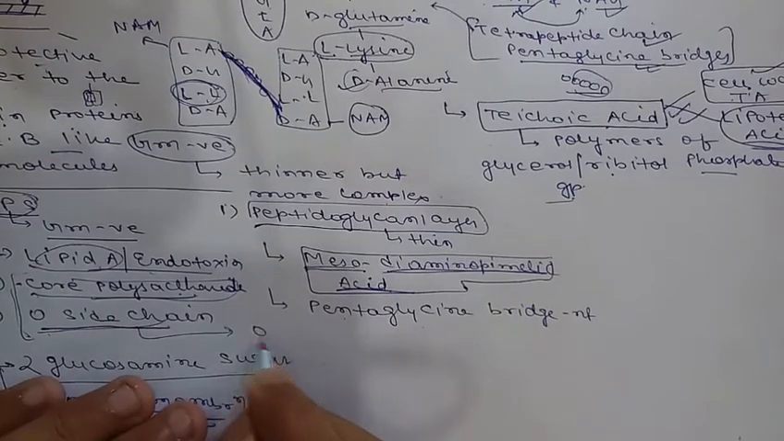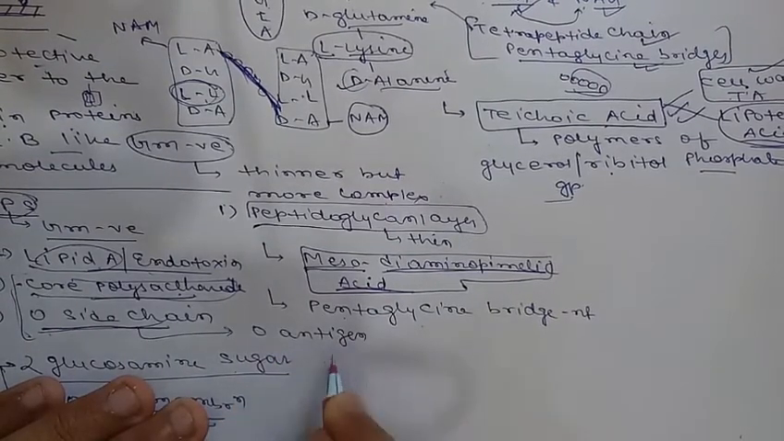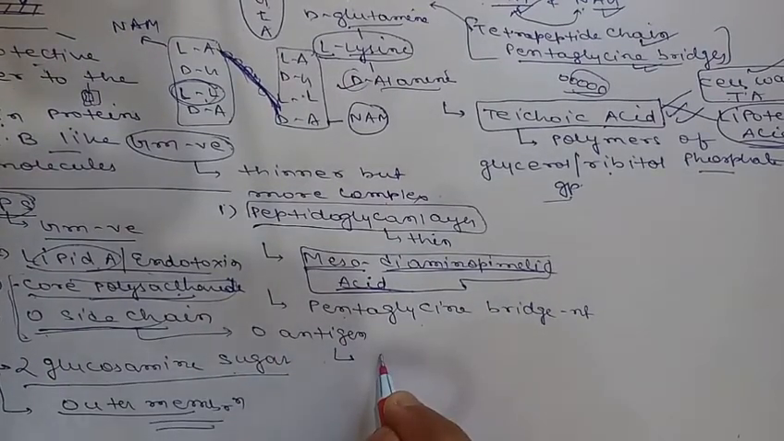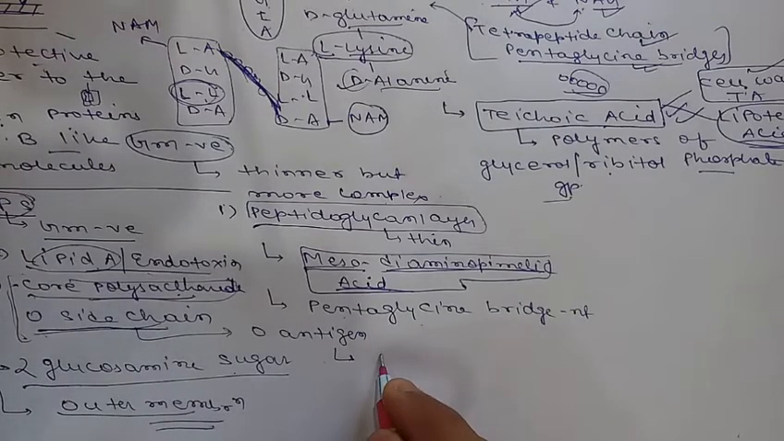Coming to the O side chain, this is very important. The O side chain is also known as O antigen. It is a polysaccharide chain extending outwards from the core polysaccharide region, made up of several sugar moieties, and it varies greatly in composition between different bacterial strains.